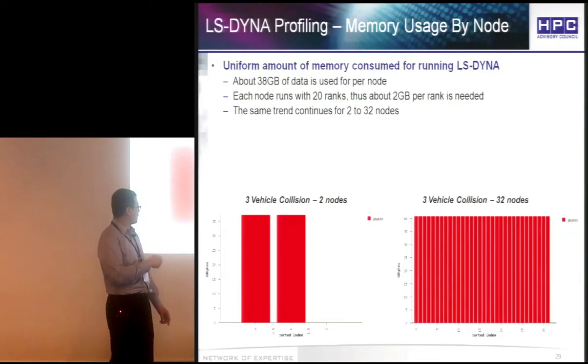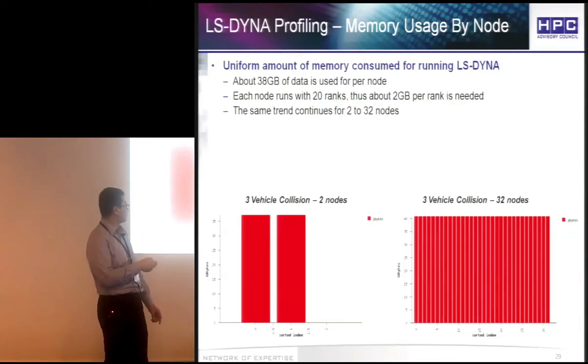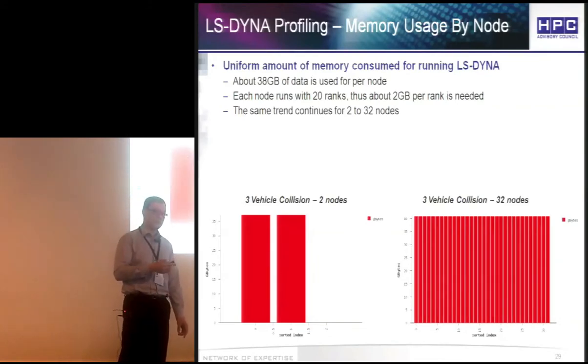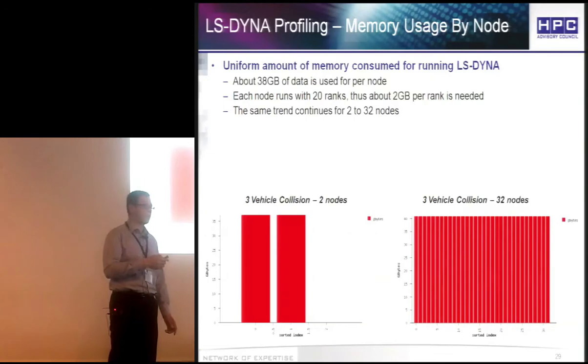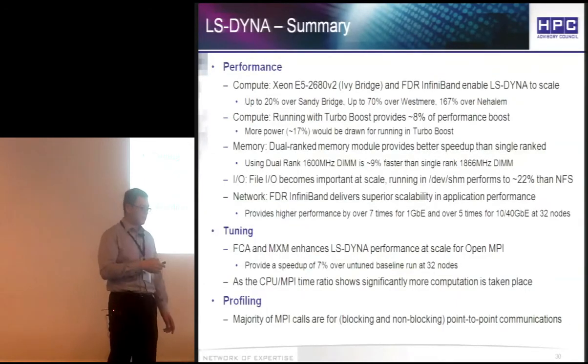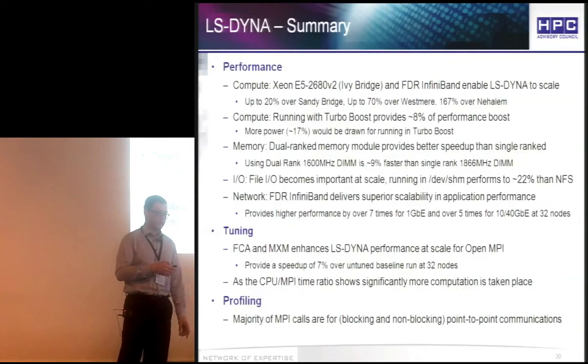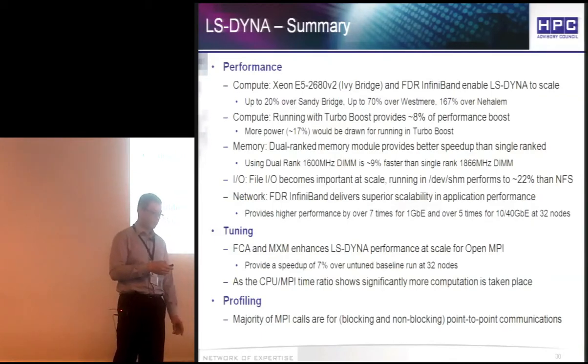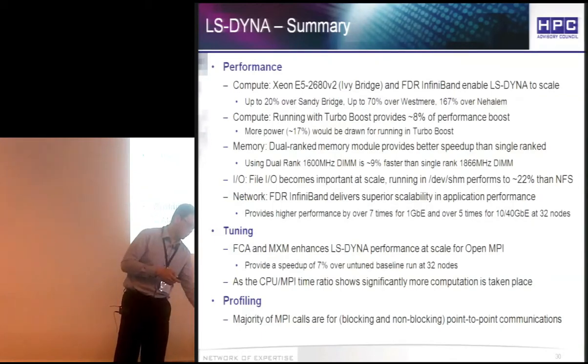So this is on a per node basis. You need a node that has at least 35 gigabytes of RAM, and if not, what's going to happen is that you'll run into thrashing. It'll be really bad for your performance on Lsteiner. So this summarizes some of the findings I saw, and what I've shown you earlier.